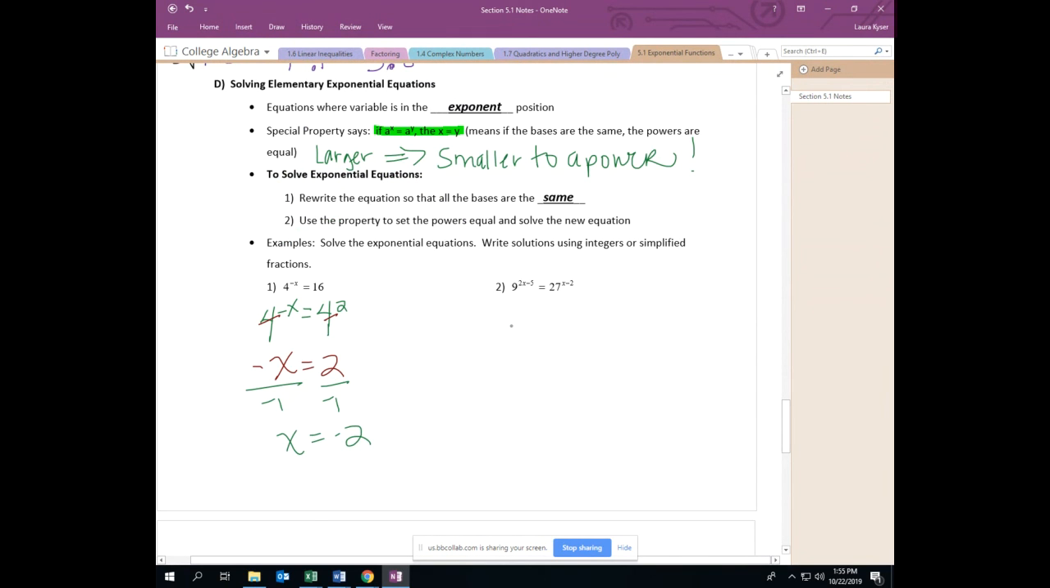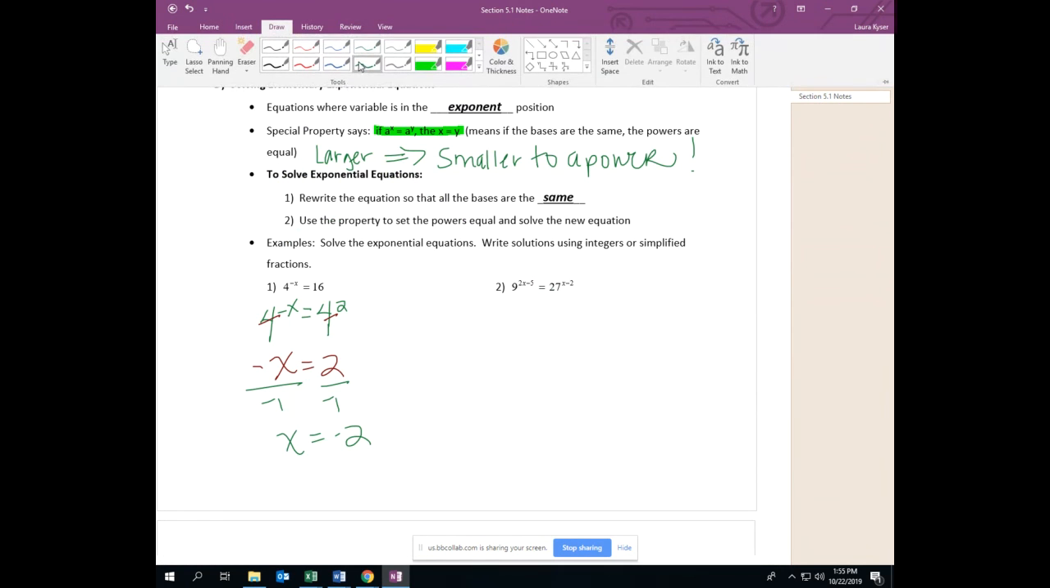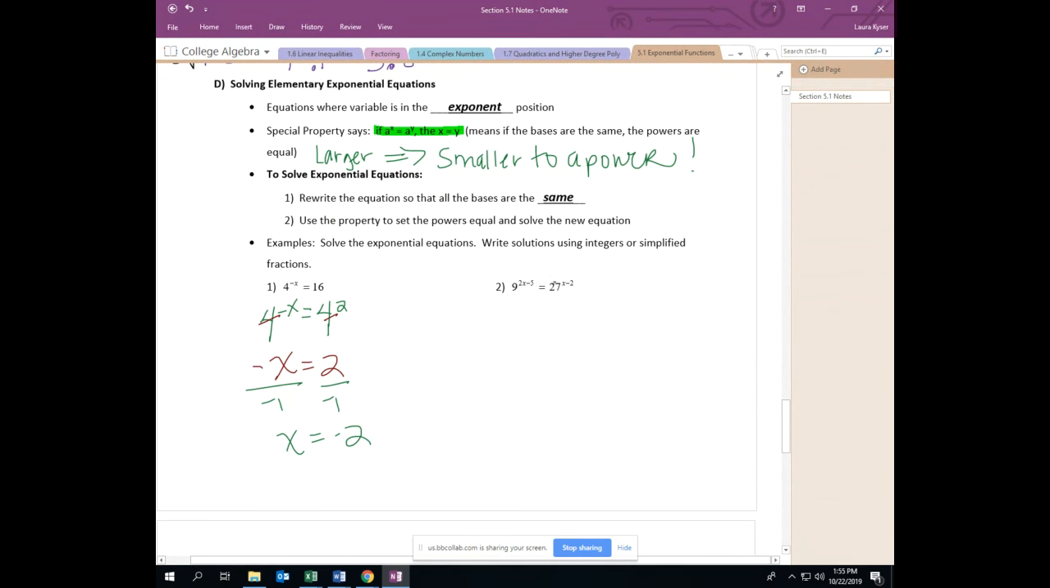And there it is. Now, in this second example here, we have a 9 and a 27. We ask ourselves the same question to begin with. Can I rewrite 27 as 9 to a power? Now, before you get all excited and start thinking 9 times 3, that's not how this works. You have to be rewriting it using exponentials.